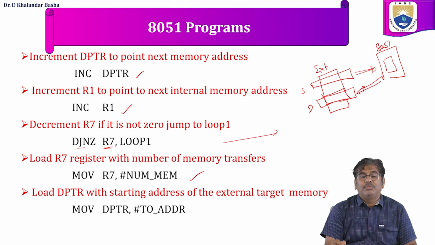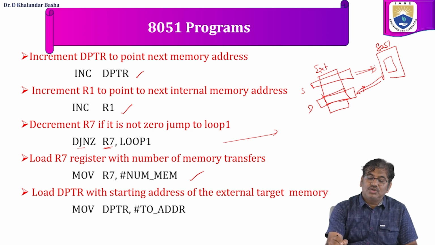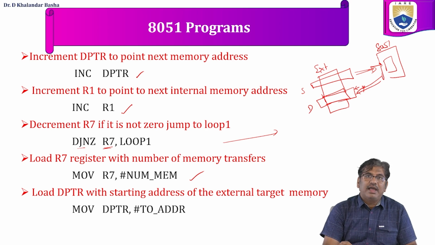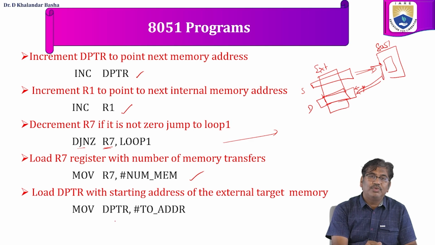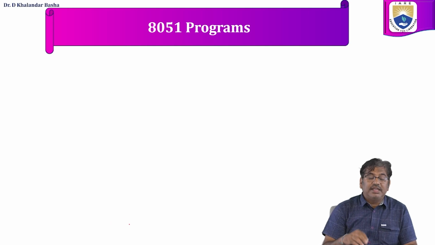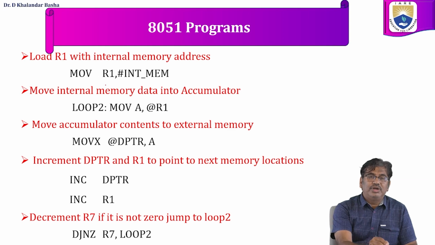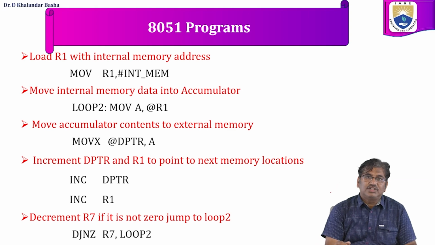We will load again how many memory locations we want to transfer into R7. The starting address of the internal memory is loaded into one register. For external memory, the starting address we will load into DPTR. So MOV DPTR, #address, the address to which we want to load. That address we are going to load into DPTR. Next, the internal memory address we are going to load into R1. Now the data transfer is from the internal memory to the accumulator, and from the accumulator to the address in DPTR.